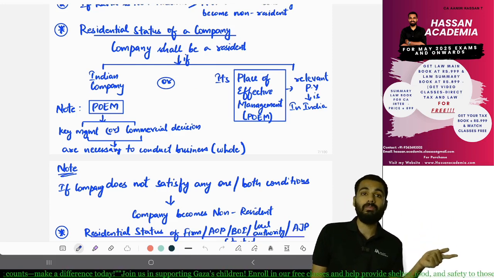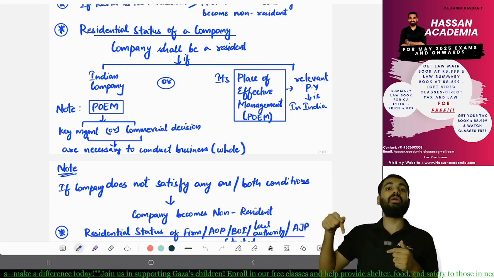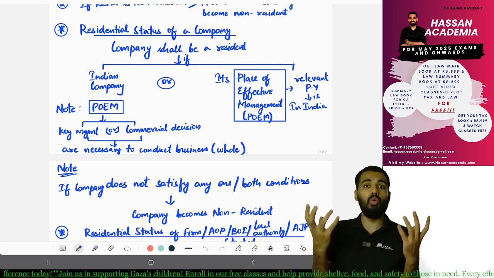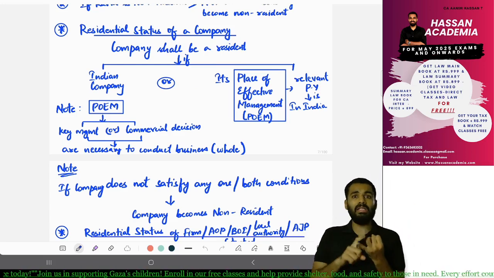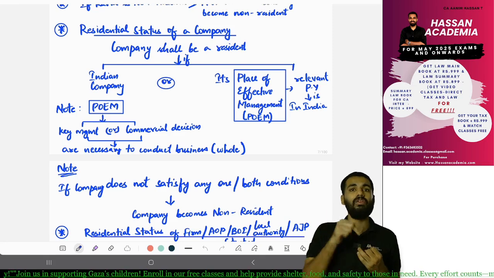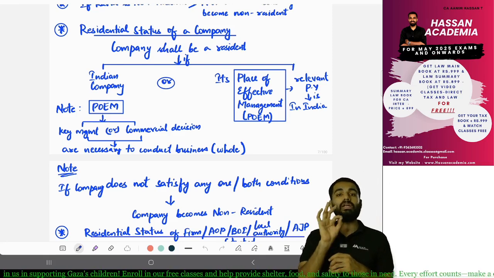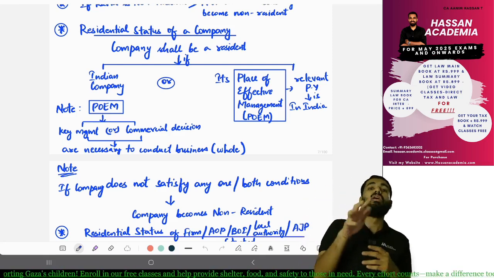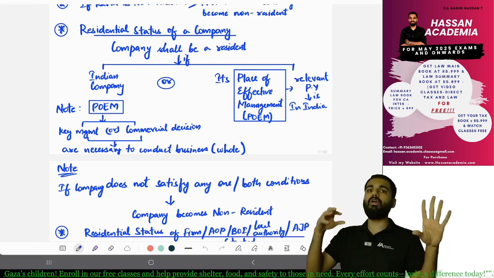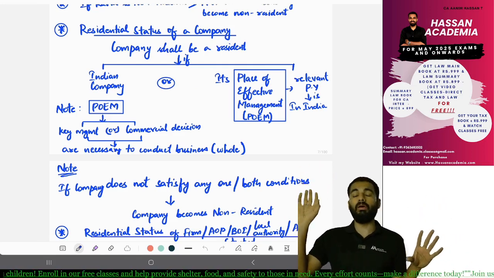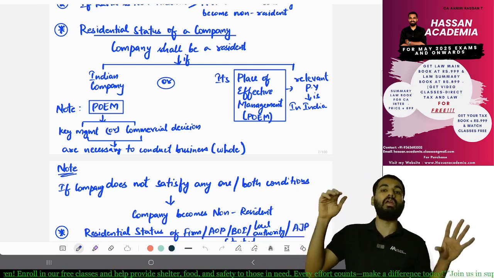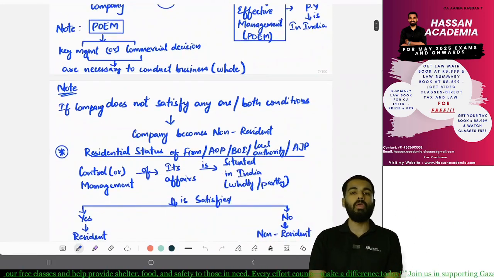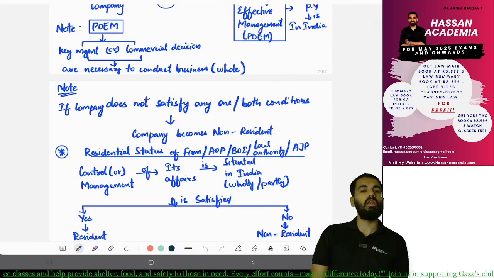Now, place of effective management, if it is situated in India. What is place of effective management? Where the business is conducted as a whole, like key management and commercial decisions. If it is in India, that is called place of effective management situated in India, and that becomes a resident. If you are not satisfying either Indian company or place of effective management in India, then the company becomes a non-resident.